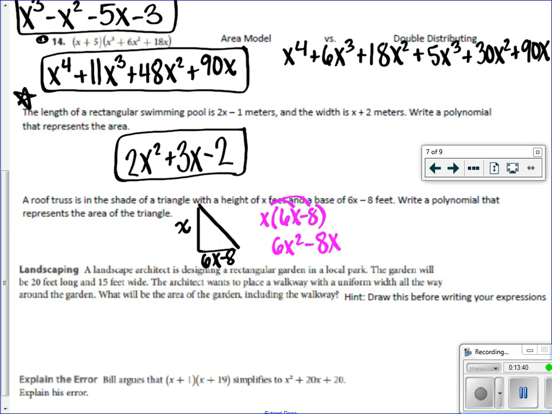Now, is that my answer? Why? What do we still have to do? Divide it all by 2. Need half of everything. Am I going to be changing the exponents? No, just the coefficients. So what is my final answer going to be?